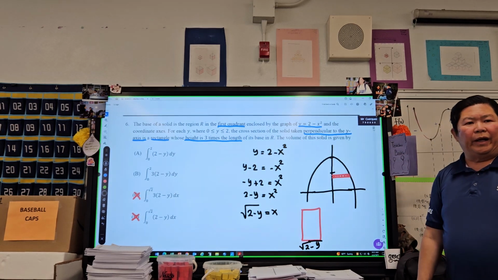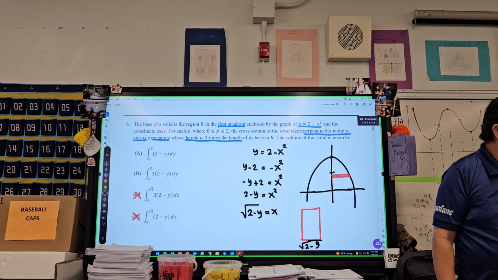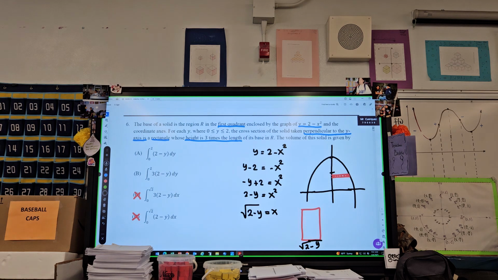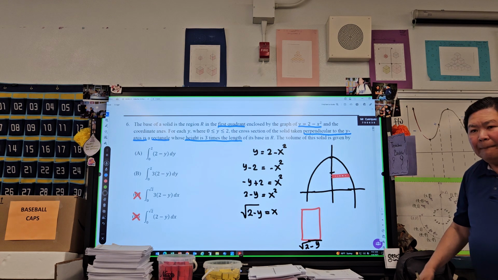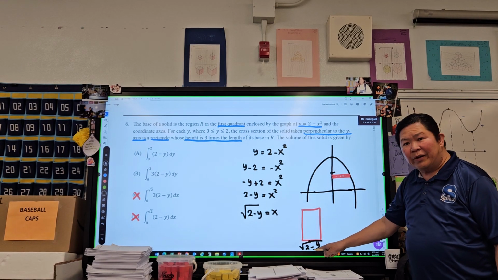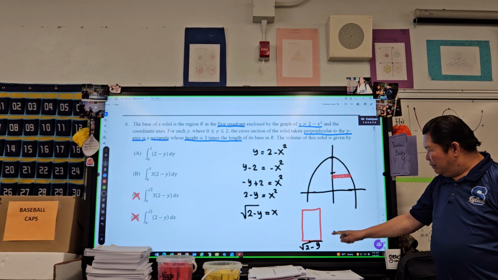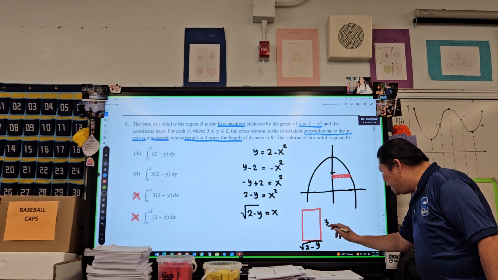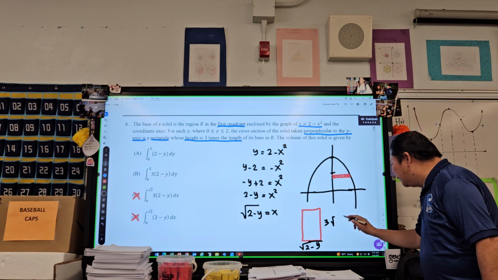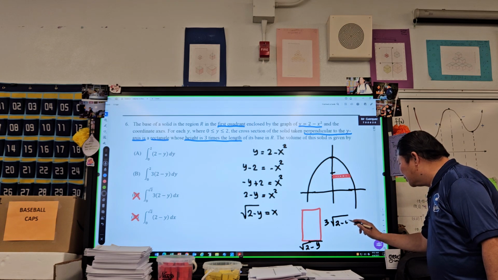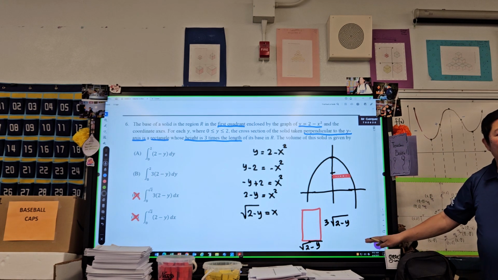So, and then what is the condition right here for the height? It's 3 times the length of the base. This is the base, right? So meaning this is 3 times the length of the base, and the base is square root of 2 minus y. Is this clear now? Yeah.